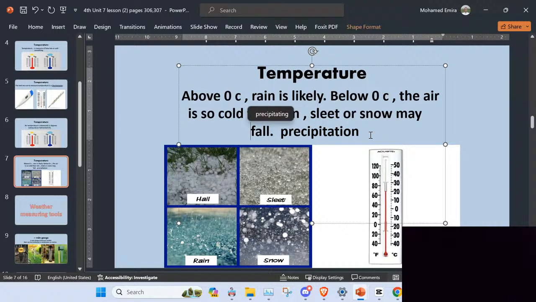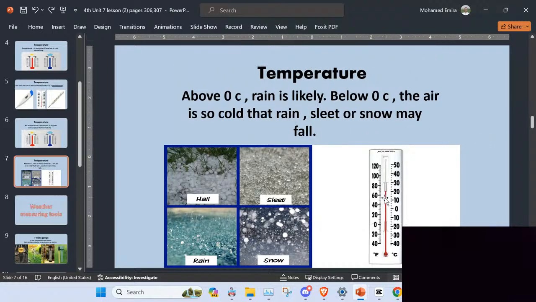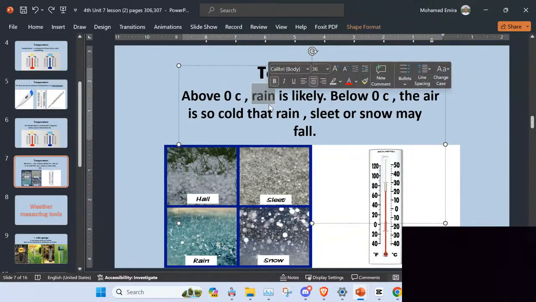So, the amount of precipitation or the type of precipitation differs depending on the temperature. If the temperature of the area we live in is above 0 Celsius, where is the 0 Celsius? Let's look at it together. Oh, this is the Fahrenheit. I don't need it. I need the Celsius, the one on the right. Minus 40, minus 30, minus 20, minus 10, 0. If the temperature is at this point or higher, the precipitation will be rain.